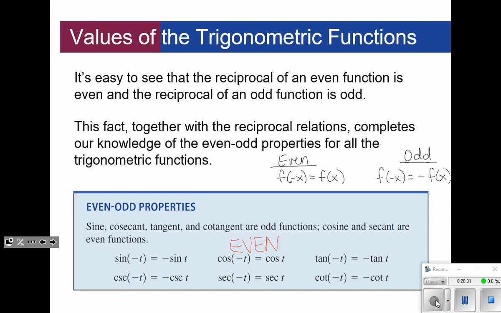Even function, you're putting in a negative t, you're getting out t. Sine of negative t equals negative sine t. That's an odd function. Tangent is an odd function.